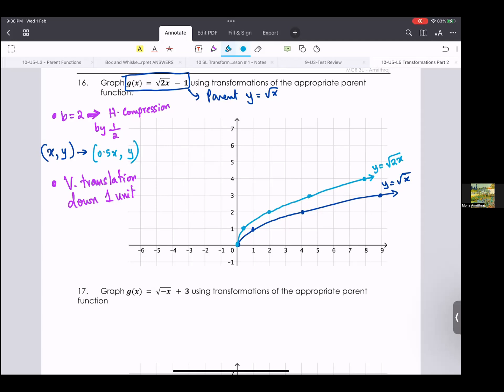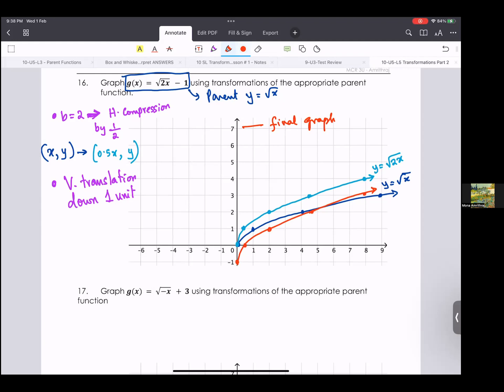Now we have to do this whole function and we need to bring it down by 1 unit. So that goes down there. This comes down 1 unit. This comes down 1 unit. That comes here and this comes here. Okay, so this is your new function. So this is your final graph. I hope that's somewhat clear.